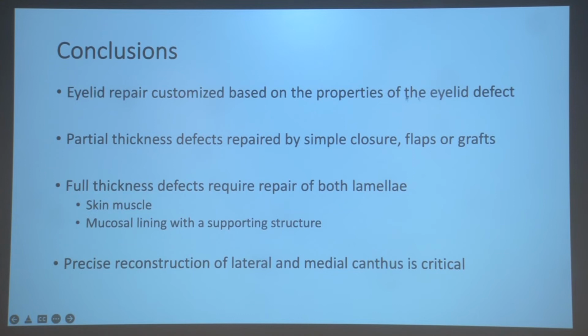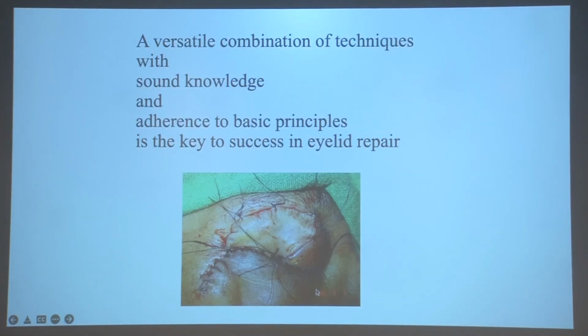So eyelid repair reconstruction is based on the properties of the eyelid defect. Simple closure, flaps, grafts need both lamellae, and precise reconstruction of canthi is critical.